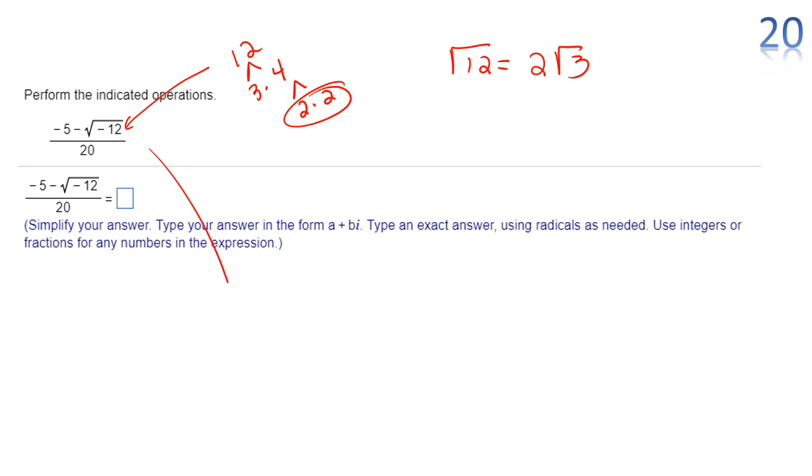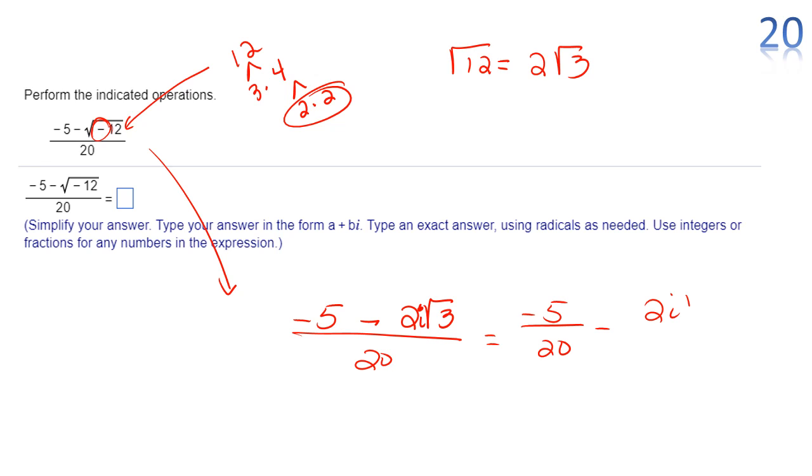So if we were to simplify this, I would have negative 5 minus, I have 2 square root of 3 because of the 12, but since there was a negative radicand, I squeeze in an i. Then on the bottom, I have the 20. Now just like before, we will separate this larger fraction into 2 smaller ones in order to reduce. If I reduce the first part, that's negative 1/4. If I reduce the 2 and the 20, that's negative i square root of 3 over 10.